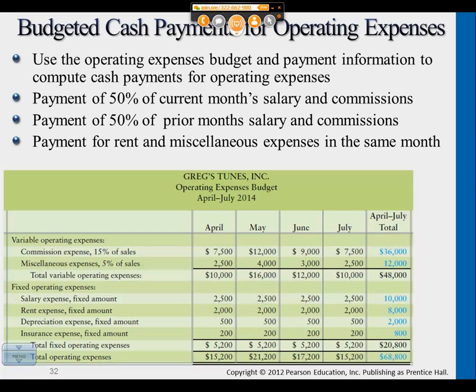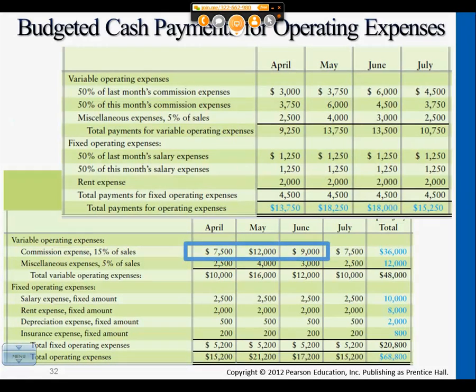Let's look really quick. What do we have here? We're going to use our operating expense budget. Let me show you what numbers we're going to use from where. The second part that we're going to use are our cash payments for operating expenses. Let's look at the conditions we have up there. Greg is going to pay half a salary in the month incurred and half in the following month, right? So here you see 50% of last month's salary expenses and 50% of this month's salary expenses.